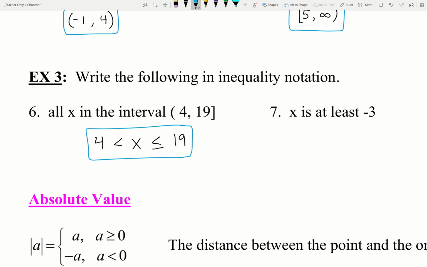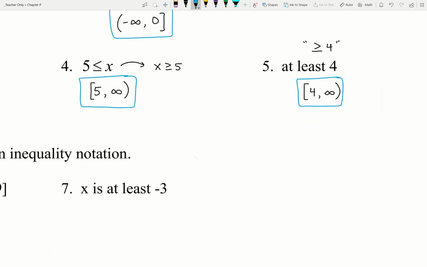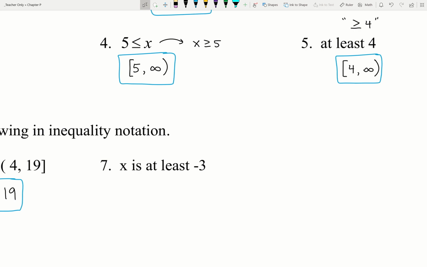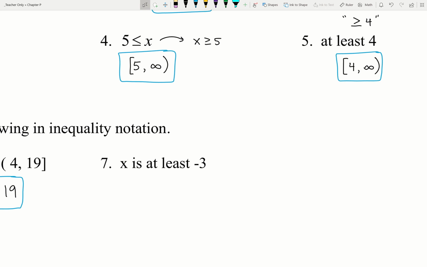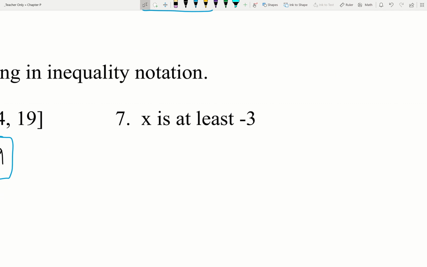And the next one, number 7, it says x is at least -3. Okay, so you got to think about what at least means, and this works exactly the same way as number 5 did, where we said at least 4. That means either I am equal to 4 or I'm more than 4. Okay, so if I were to write this in inequality notation, that would be to say that this number x that they want us to talk about, that can either be equal to -3, or it could be greater than -3.